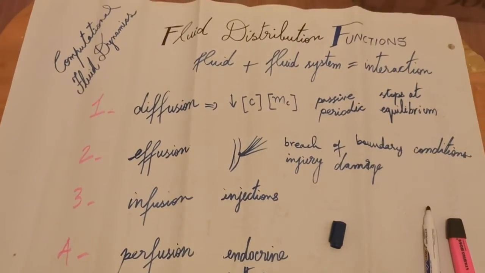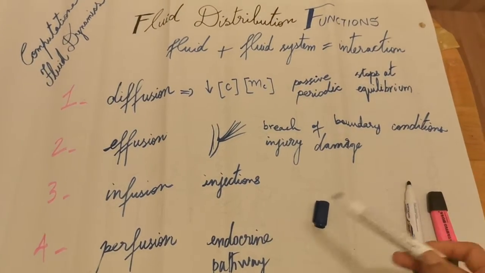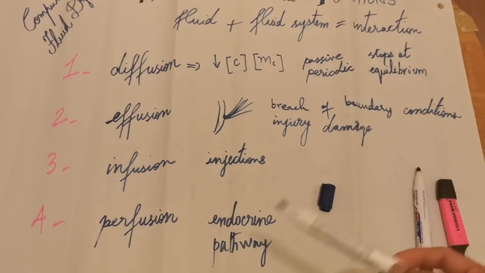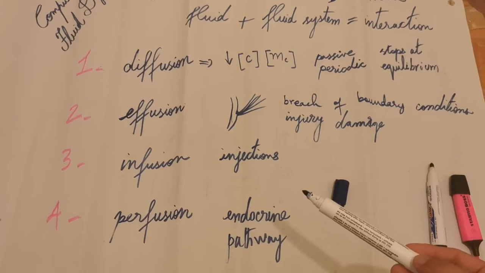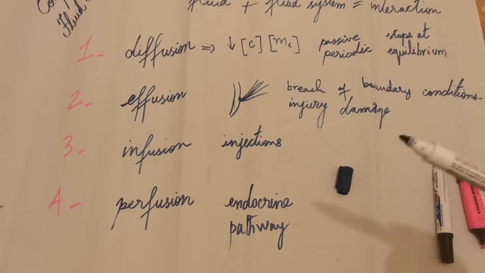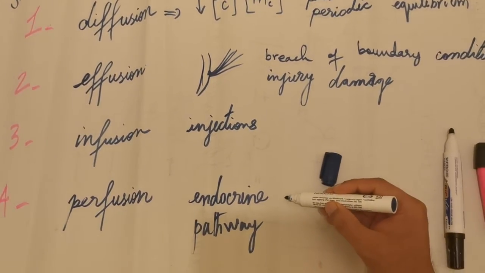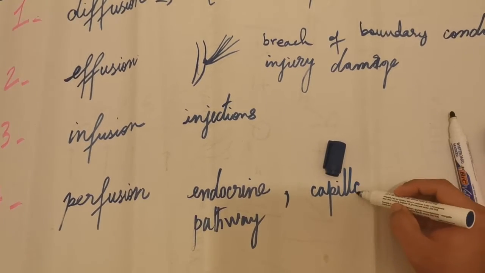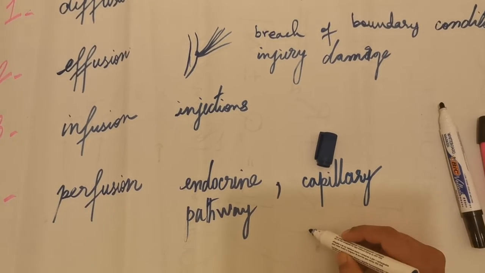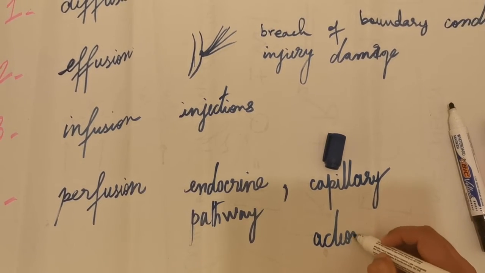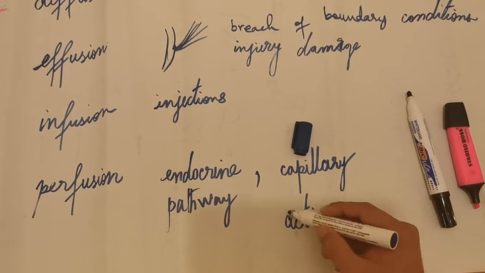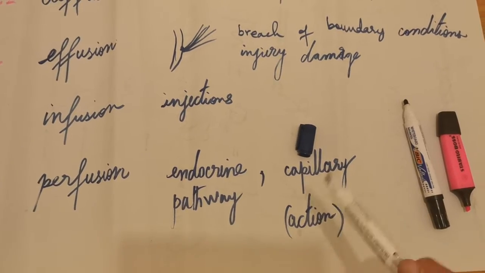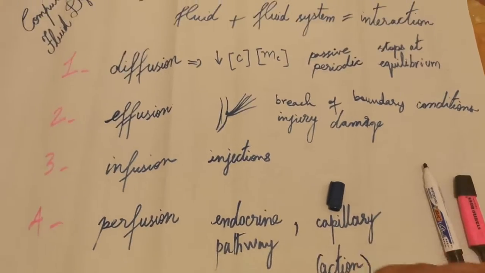The second one is effusion, breach of boundary conditions, injury or damage, and then infusion is injections. The best example would be injection, the most simplistic example, and perfusion would be endocrine pathways and capillary action. Now, it's not the capillary action of chemistry. I'm using the word action to talk about capillary perfusion in the human body as well as capillary action. So these are the four conditions.